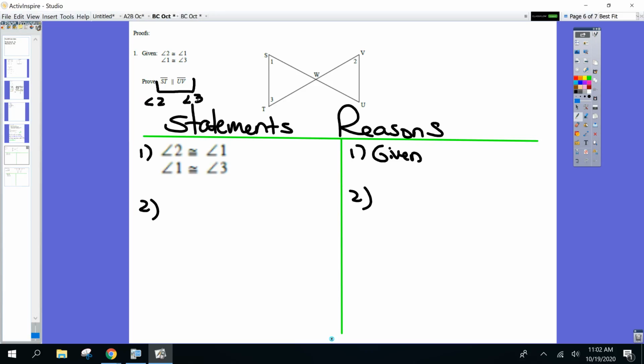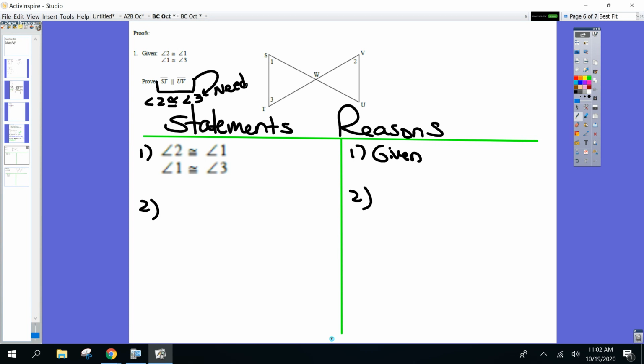If those two lines are going to be parallel, what should I know about 2 and 3? They should be congruent. So that is your new goal right now. You need this first. Okay, I need 2 congruent to 3. Can you get me there without using parallel lines? Can you get me 2 congruent to 3 without saying anything about parallel lines?